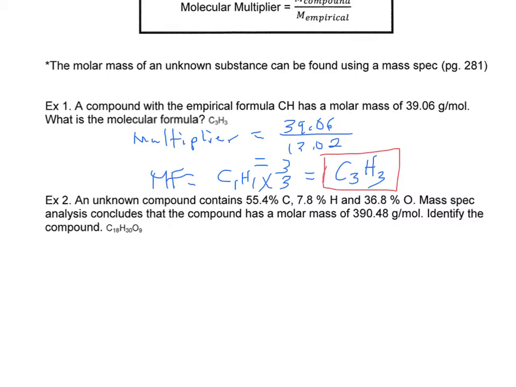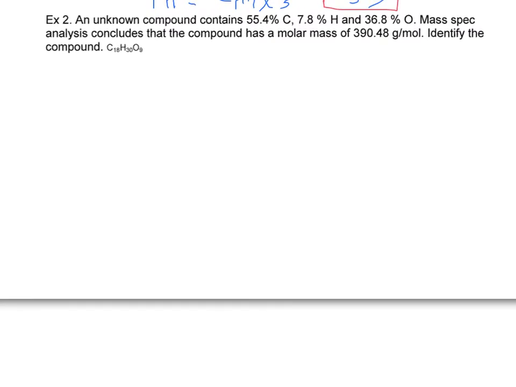Example 2 makes you go through the whole process, starting with some percent composition data. Pause the video here and try the question out on your own. Here's the answer for example 2. Because I've given percent composition information, I'm going to achieve step 1 of the method by taking a 100-gram sample. That will allow me to take the percent mass of each of the elements and change the units into grams.